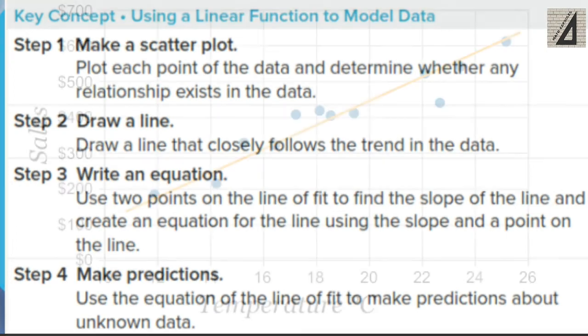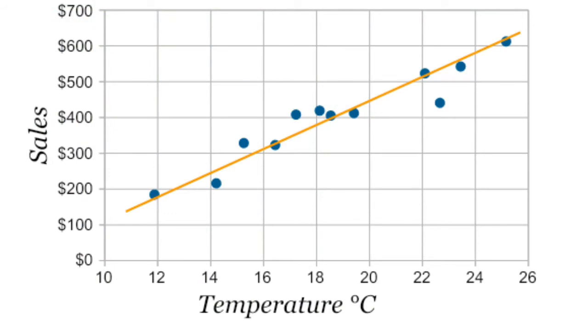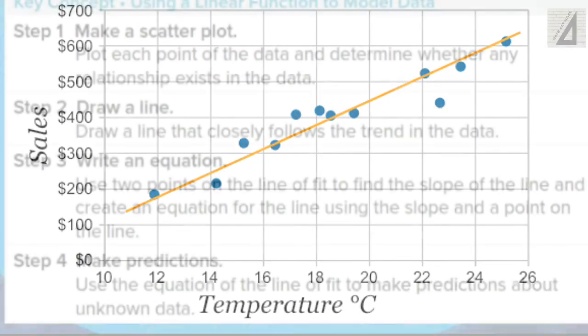After that, we draw a line. We must draw it as close as possible to all the points, so draw a line that closely follows the trend in the data. Of course, if it is a positive correlation, the line goes upwards, and if it is a negative correlation, the line goes downwards. Then we write the equation of this line in slope-intercept form. And then we make a prediction. We use the equation of the line of fit to make predictions about unknown data.